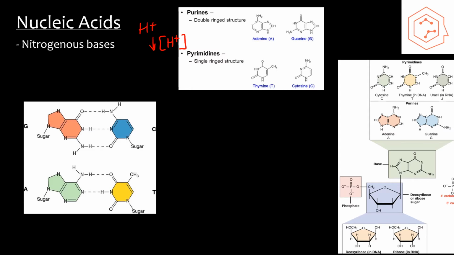Okay, so each nucleotide in DNA contains one of 4 possible nitrogenous bases. So you have adenine, you have guanine, you have cytosine, and you have thymine. These are represented by the letters A, G, C, and T. Adenine and guanine are purines, which means that they are double ring structured. So they have 2 fused carbon-nitrogen rings. Cytosine and thymine are pyrimidines and have a single carbon-nitrogen ring.